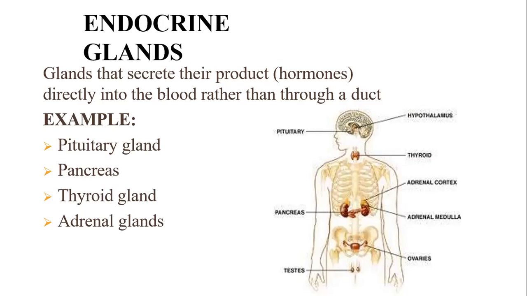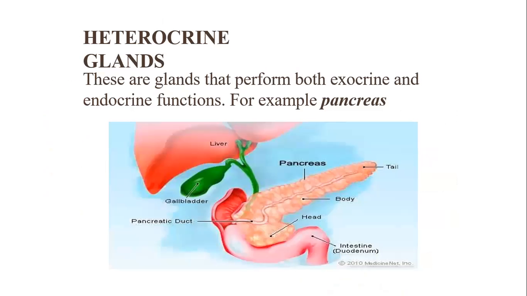Then third type of gland, heterocrine gland. So these are the glands that perform both exocrine as well as endocrine functions. That means some part of the gland works like an exocrine gland, and some part secretes its secretion directly into blood, like an endocrine gland. So the gland having both natures, exocrine and endocrine, is referred to as heterocrine gland. Example is pancreas.